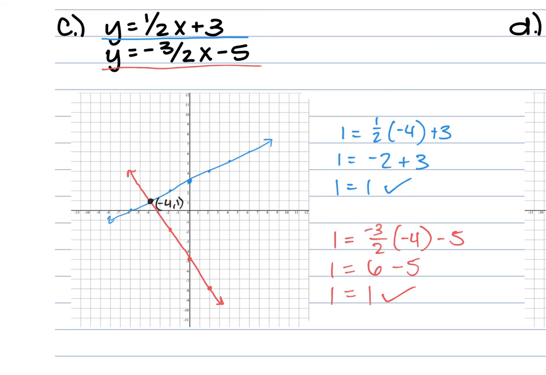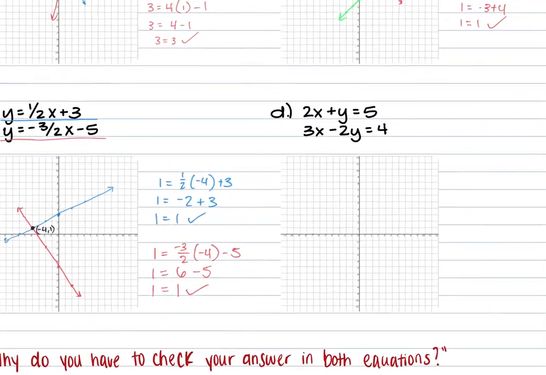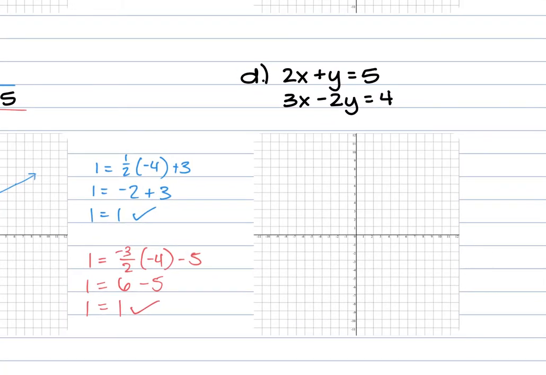Okay, so moving on to D. This one was a little bit trickier. Why was this one harder? Because it wasn't in slope-intercept form. It was not in slope-intercept form.